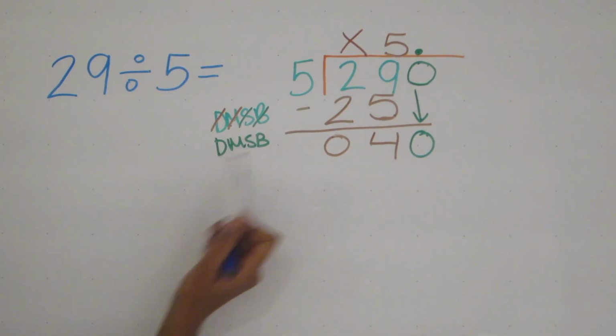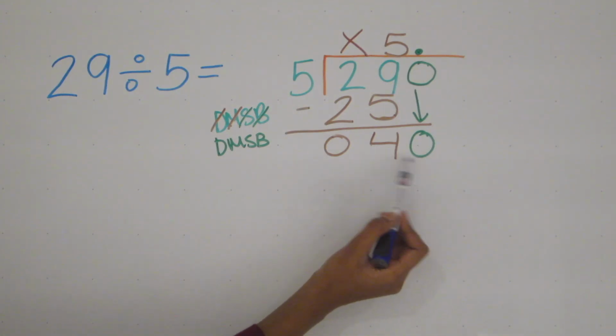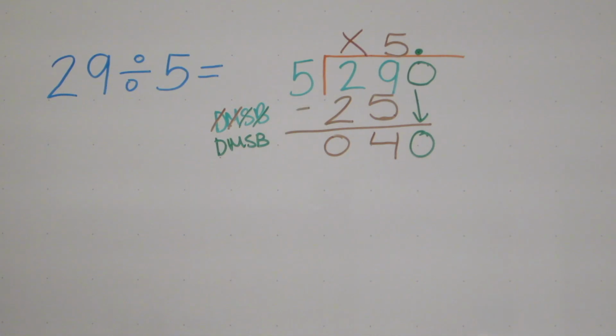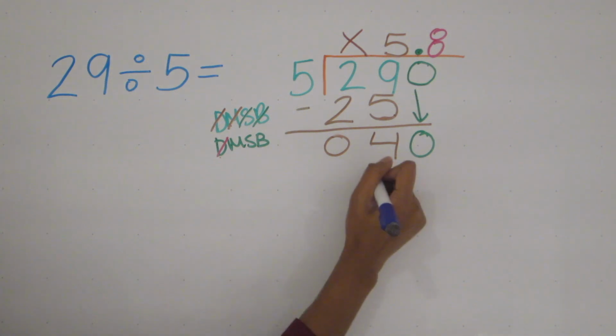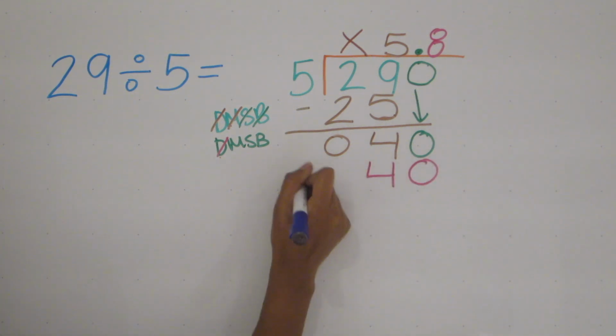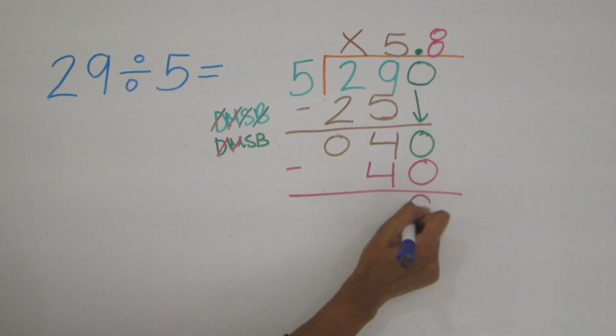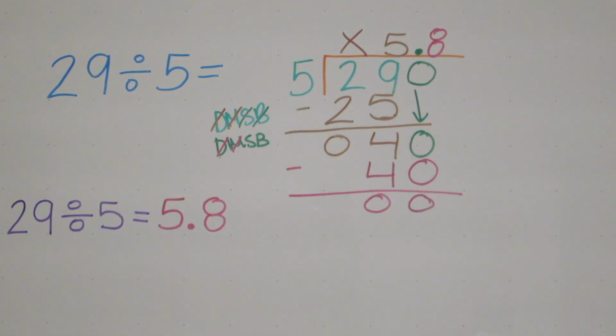And now we're going to continue on with our division steps. So 40 divided by 5. How many times can 5 go into 40? So now we're going to write an 8 on top of the 0. So we're done with division. 5 times 8 is 40. Next is subtraction. So 29 divided by 5 is 5.8. And that's it guys, that's how you write a remainder as a decimal.